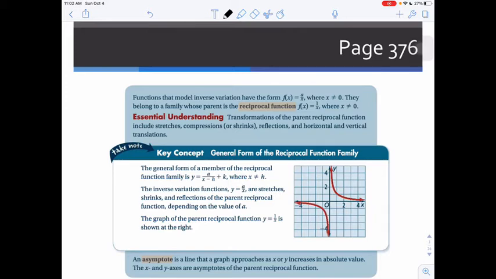The inverse variation functions y equals a over x are stretches, shrinks, and reflections of the parent reciprocal function, depending on the value of a. The graph of the parent reciprocal function, y equals 1 over x, is shown at the right. An asymptote is a line that a graph approaches as x or y increases in absolute value. The x and y axes are asymptotes of the parent reciprocal function.